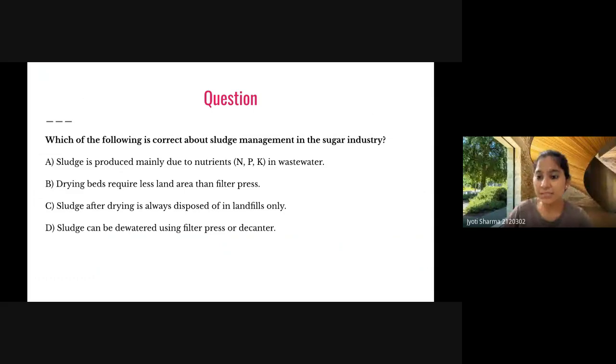Now we will have some sludge. As I told you, we will get sludge from the primary clarifier, from the secondary clarifier, and even from microsettlers. But we have to manage that sludge also. So which of the following is correct about sludge management in the sugar industry? Sludge is produced mainly due to nutrient in wastewater. Drying bed requires less land area than filter press. Sludge after drying is always disposed of in landfill only. Sludge can be dewatered using filter press or decanter.